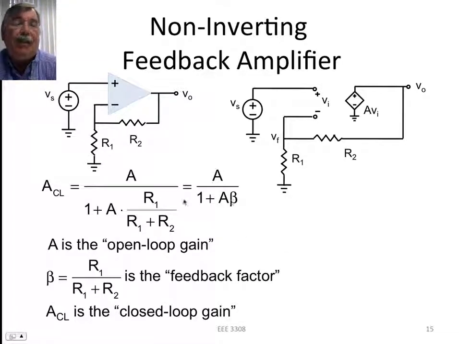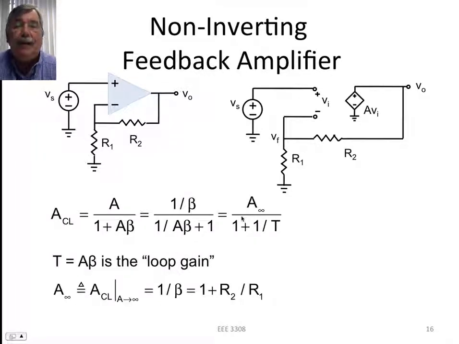We can express this factor, called beta, as the feedback factor. The amount of the output that is fed back to the input, we'll call that beta. In this case, it's R1 divided by R1 plus R2. A we'll call the open loop gain, and the closed loop gain is the overall formula. This is one way of expressing it.